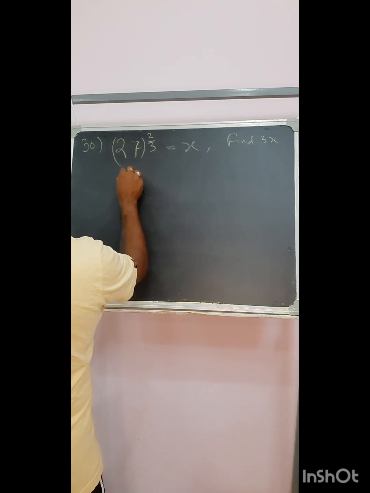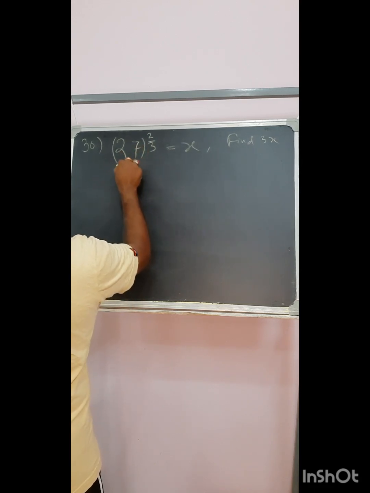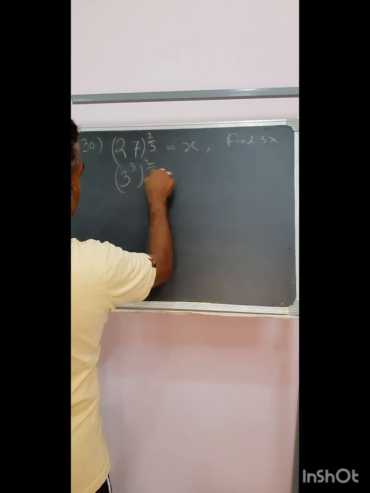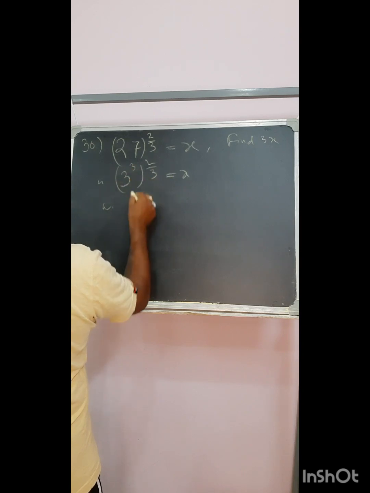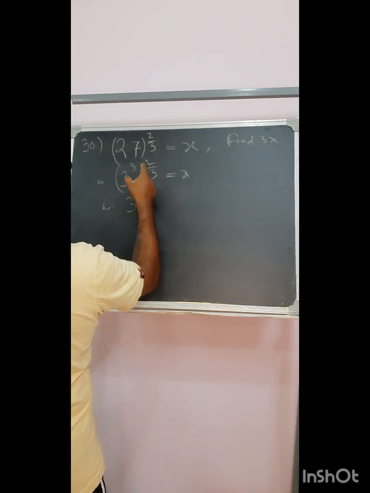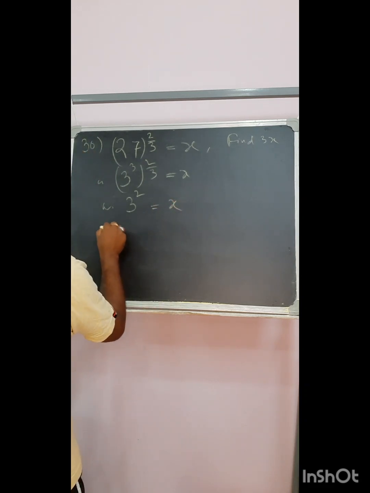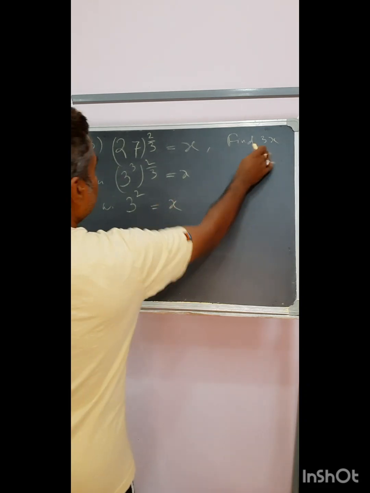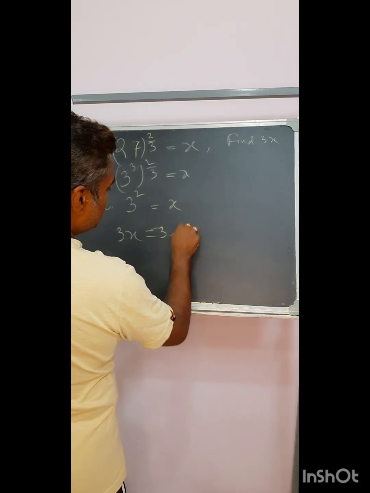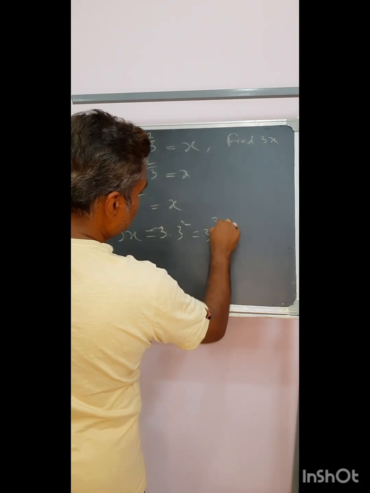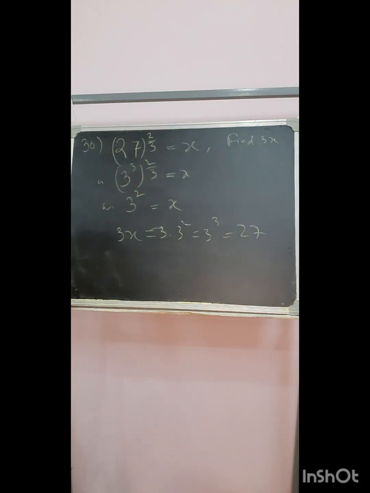So this gives 27 means 3 cube. So if I take 3 cube whole to the power 2/3 equal to x, if I calculate the indices, it will give you 3 square is equal to x. So now my task is to find 3x. So 3x is equal to 3 into 3 square, that means 3 cube, that means 27. Okay.